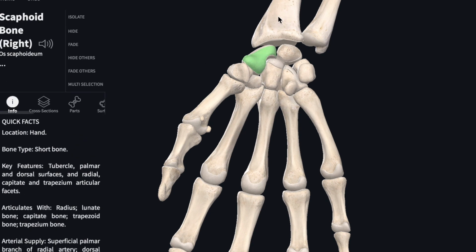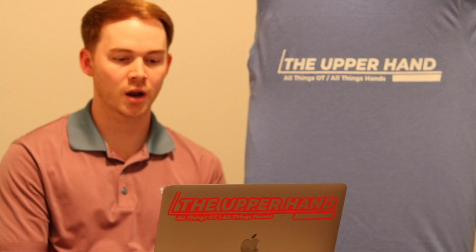Here's your radius, here's your ulna. Again, a lot of times we see distal radius fractures. There's a pretty clean break right across this area right here. It would be fairly easy to pick up on an x-ray. That's why I believe that this is likely not a distal radius fracture.